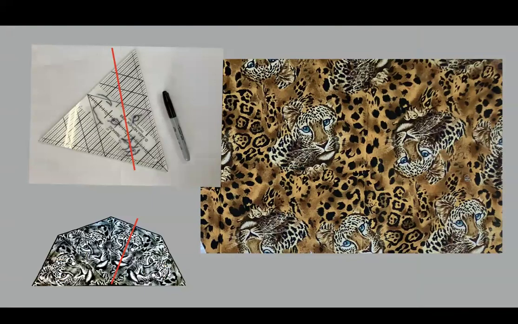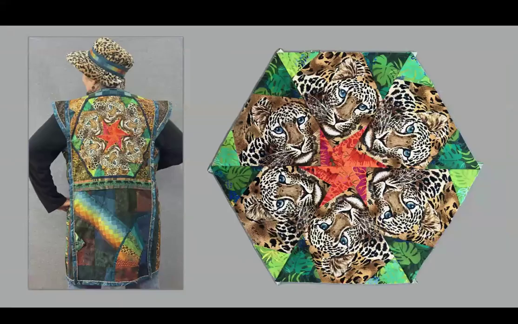And so what I do is, yeah, that red line there on the template shows the angle of the center line of the head. And I put tape on there and I draw a couple of the features so that when I put that ruler on top of the different motifs in the fabric, I can line it up each time.